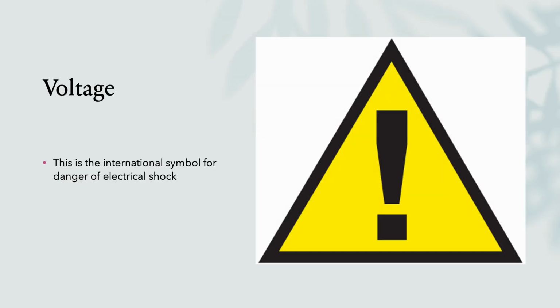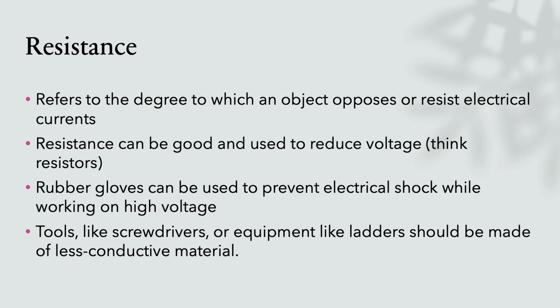A yellow equilateral triangle with the point up superimposed behind a bold exclamation point is the international symbol for danger of electric shock. The third element of measuring electricity is resistance, which is how much opposing force is going against an electrical current. Again, resistors are used to reduce voltage, or at least reduce or resist the path of voltage, but you want that resistance value to be included in the overall electrical equation.